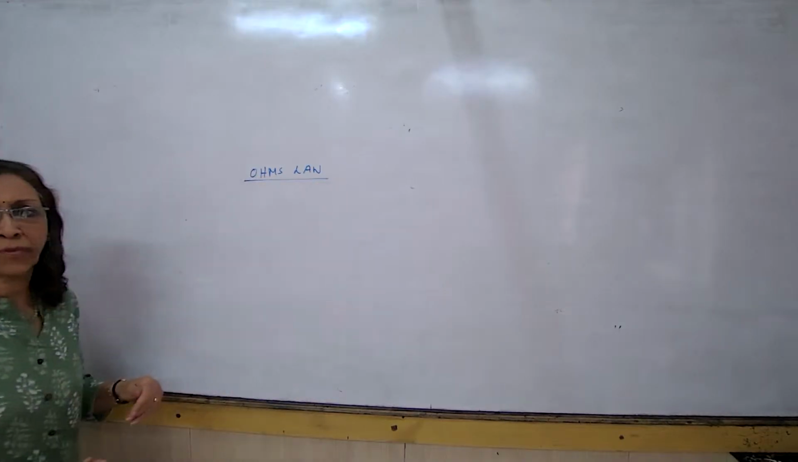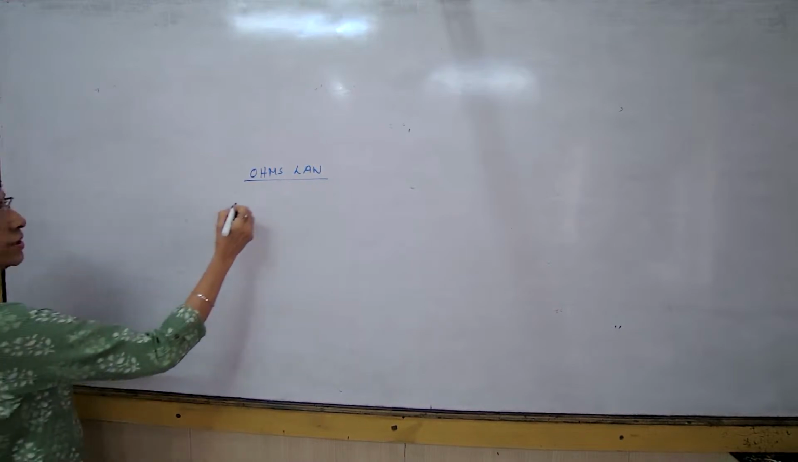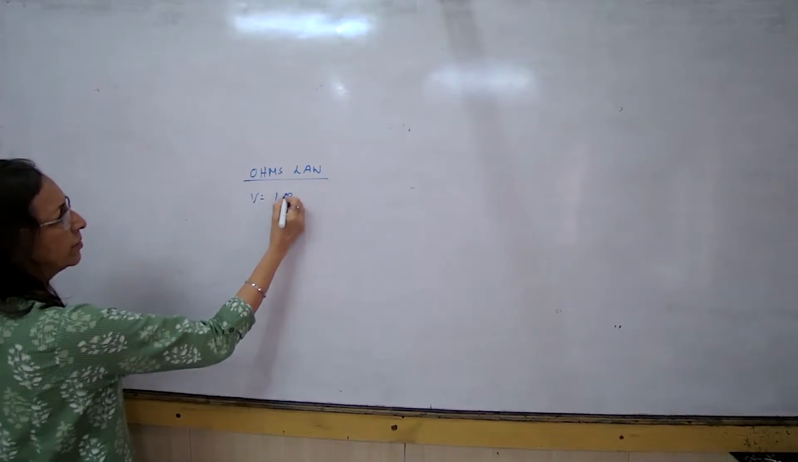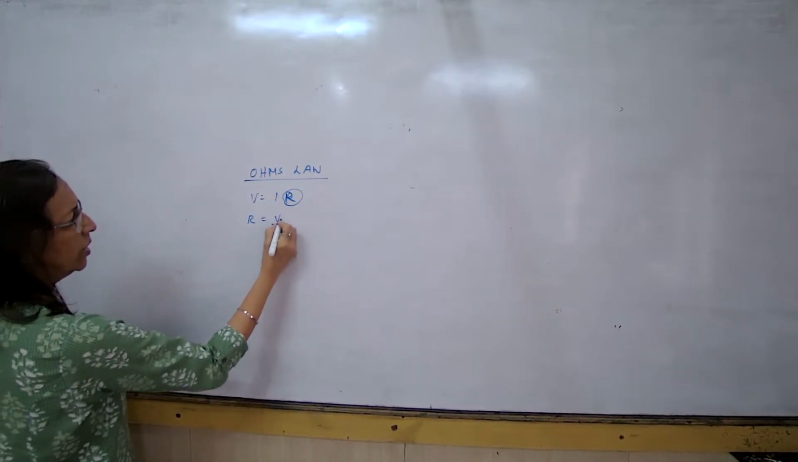What is the formula for Ohm's law? Keep your books open. Next book, notebook, keep everything open. V is equal to I... Right. So Ohm's law tells us that V is equal to IR. And if I want to find out R, I get it as V upon I.